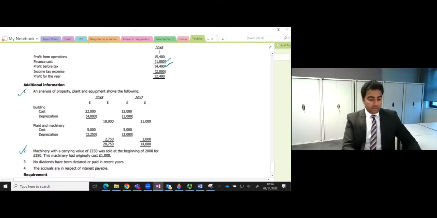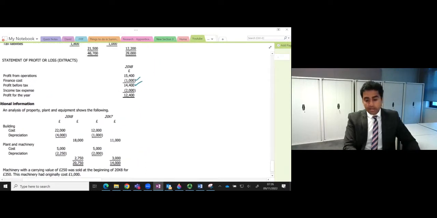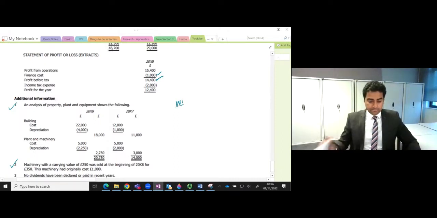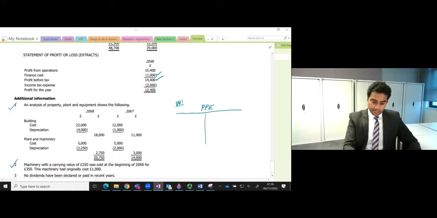So I need to take information from note number 1 and 2 simultaneously in order to find the depreciation charge and the purchase of any non-current assets. And the best way to do that is to open a T account. So I'm going to call it working number 1. And this will be my property, plant and equipment account. And it's an asset account.